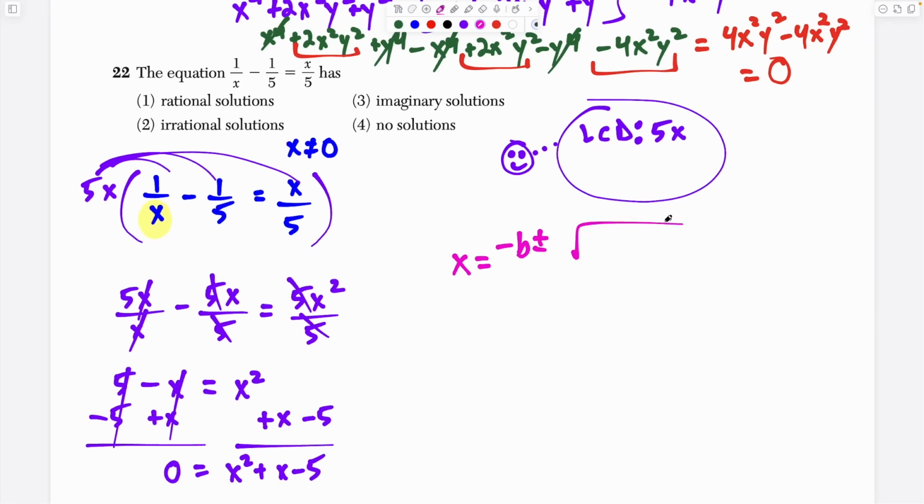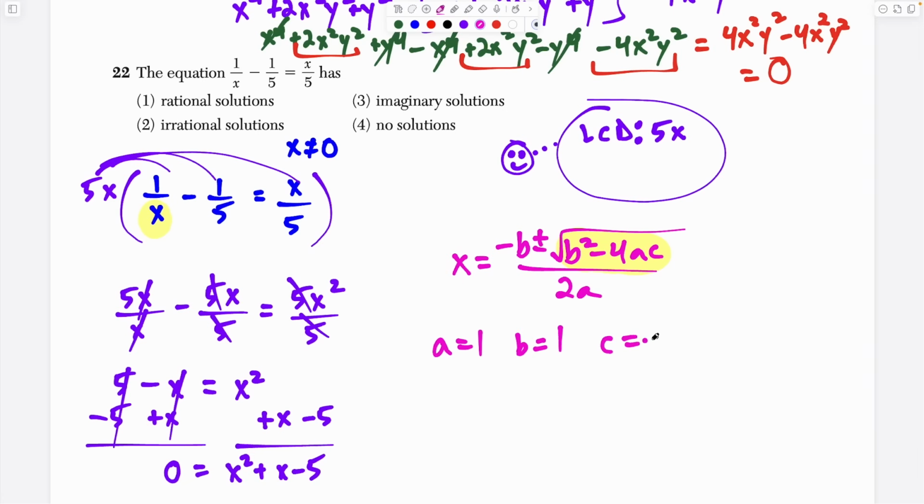So I'm just going to write down the quadratic formula. And when we have this formula and we want to determine the nature of the roots, if they're rational, irrational, or imaginary, the key component here is the discriminant. That's the term under the square root. So in this quadratic, we have an a value of 1, a b value of 1, and a c value of -5.